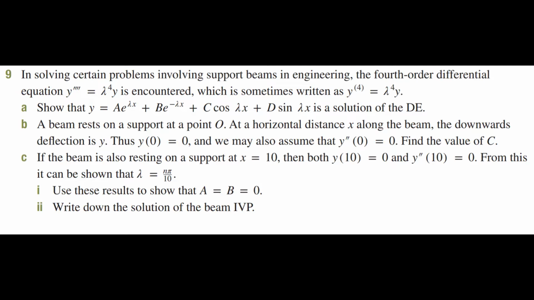Now this part C has two subparts. The first says to use these results to show that A = B = 0. And then the second part says to write down the solution of the beam initial value problem, or in other words, when we're dealing with these initial values, what does y simplify to?